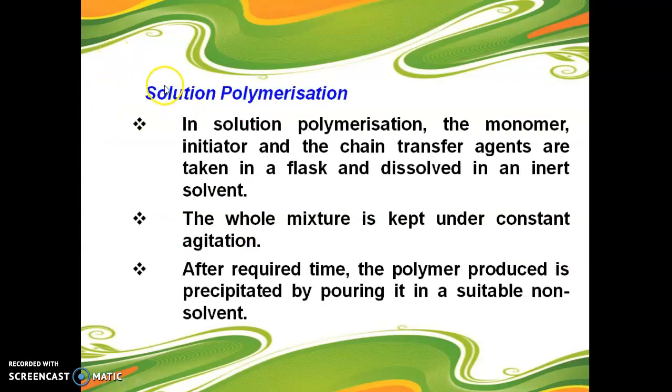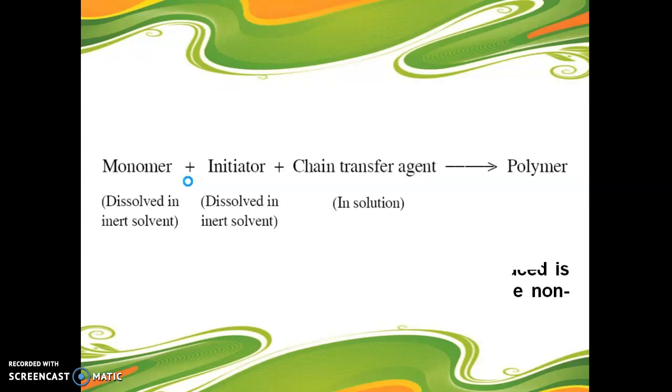The next type of polymerization is solution polymerization. In this method, the monomer, initiator and chain transfer agent are taken in a flask and dissolved in an inert solvent. In bulk polymerization, they are taken directly in the liquid and a non-solvent is added in order to precipitate the polymer. Here the whole mixture is kept under constant agitation. After the required time, the polymer produced is precipitated by pouring it into a suitable non-solvent.